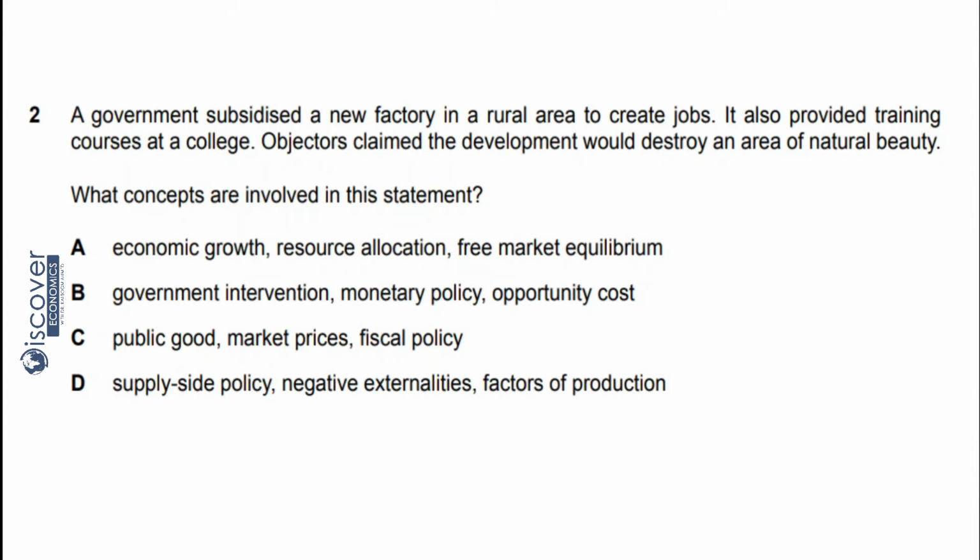Then come to D. Supply side policy, yes, it is supply side policy because the government wants to increase the supplies. Negative externalities, yes, as the critics have said that it is going to have a negative impact on the local area or beauty of the area. Yes, this is also factors of production, yes, this is also. So D is going to be the right answer to this question.